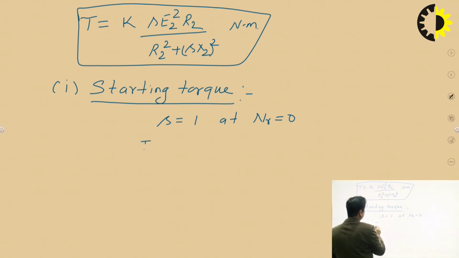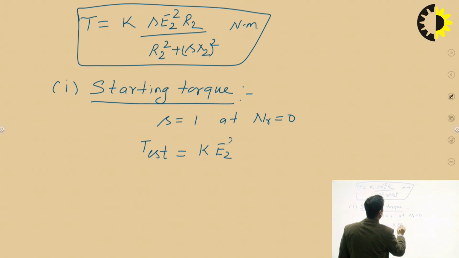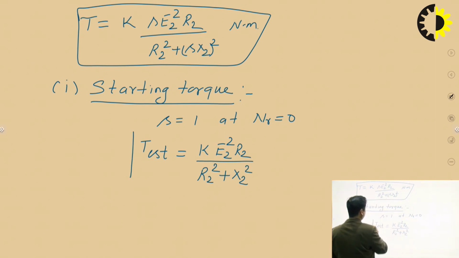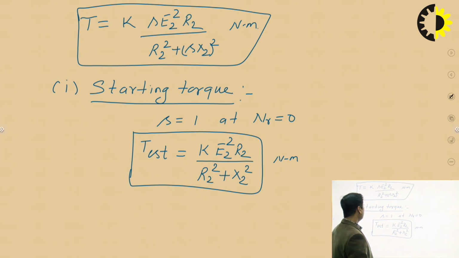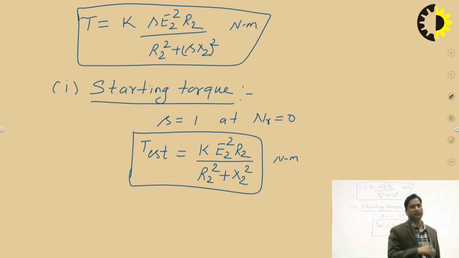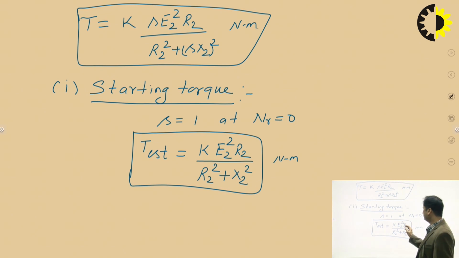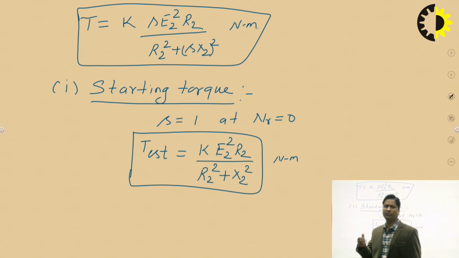So here the starting torque must be equal to K times E2 square R2 upon R2 square plus S equal to 1 times X2 square. This is the starting torque, T starting, in Newton meter. Here E2 is the voltage which is somehow constant, K is again constant, and R2 and X2 are also constant parameters. So the starting torque depends on R2. If the resistance increases, obviously the torque must increase.